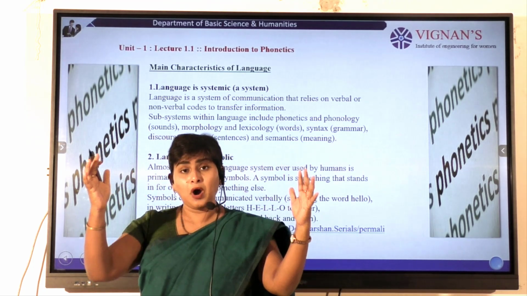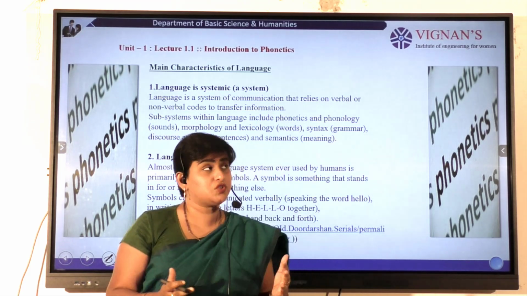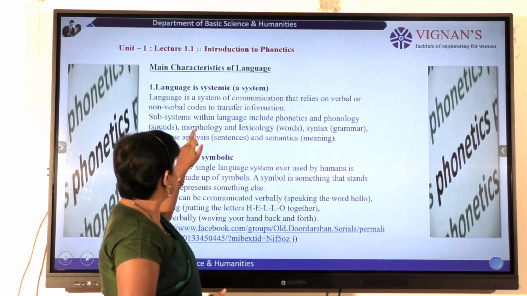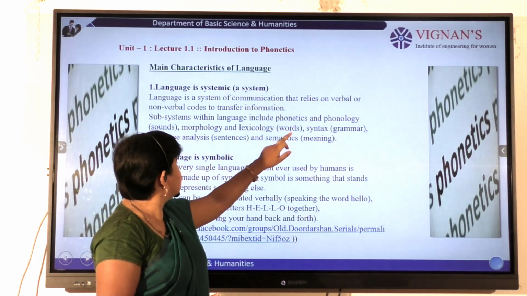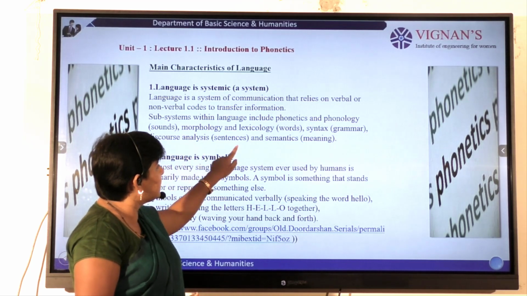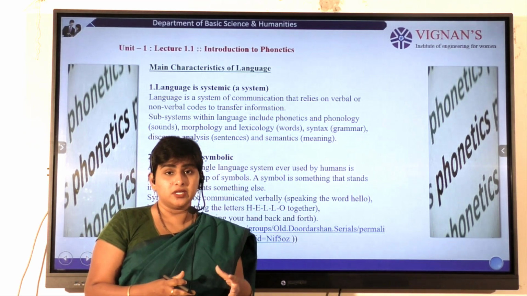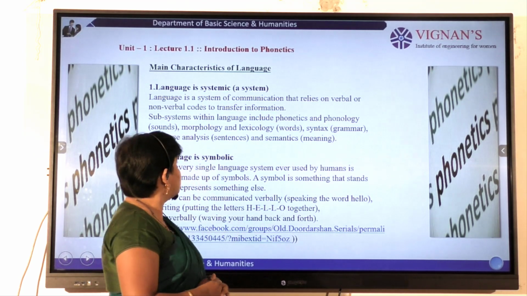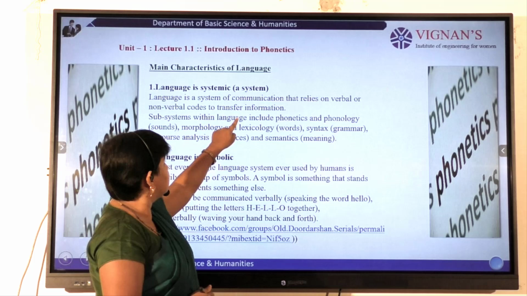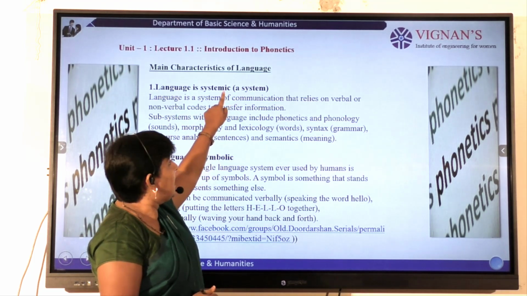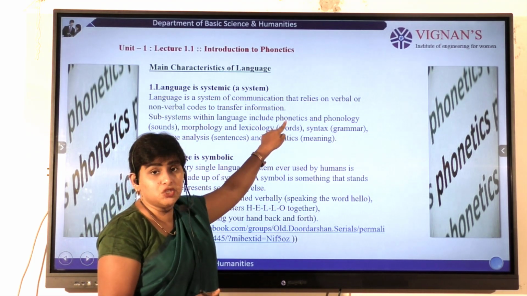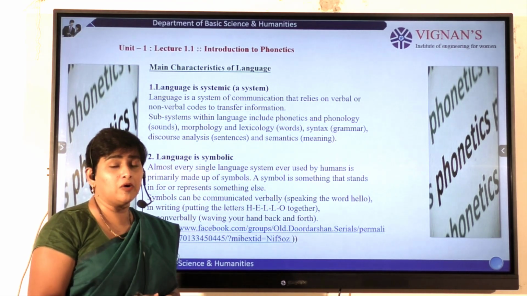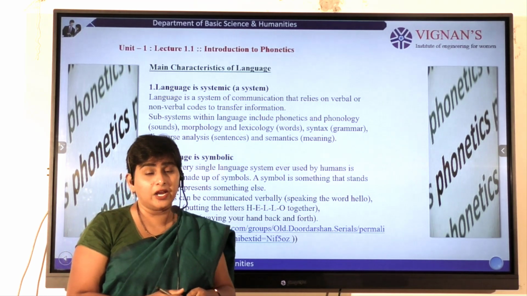Language is a compound of different branches, and branches like phonetics, phonology, morphology, lexicology, syntax, discourse analysis, and semantics come together to form language. Since we are focusing on phonetics, today we first understand that language is systemic, and this explains phonetics. The next point, just to have an idea about the different characteristics of language.